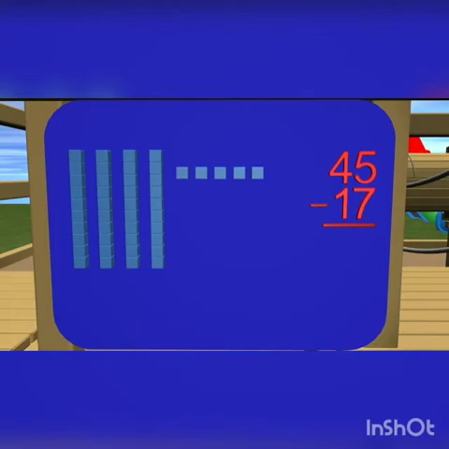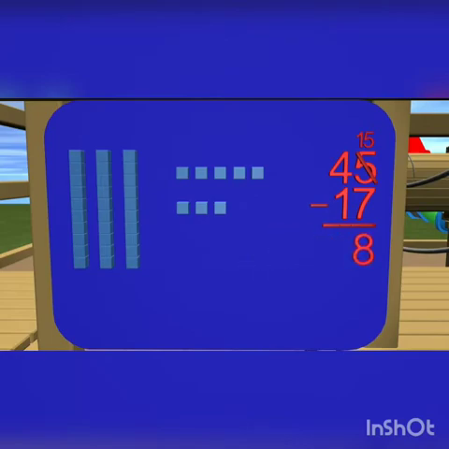To regroup, we need to trade one of these tens blocks for 10 ones. Now we no longer have just 5 blocks. We have 15 blocks now. Now we can take away 7. How many ones does that leave? Let's count and see. 1, 2, 3, 4, 5, 6, 7, 8. Let's put the 8 under the ones place.